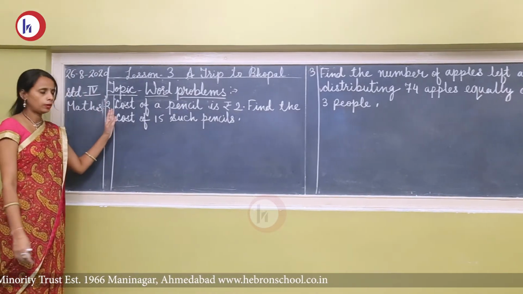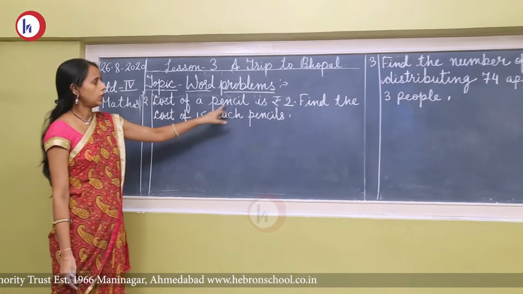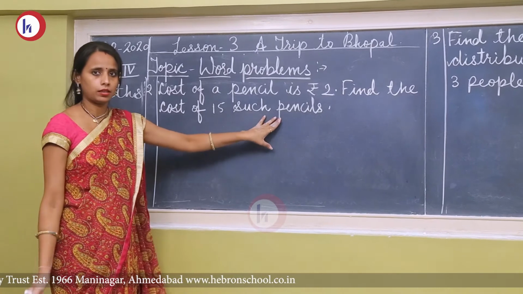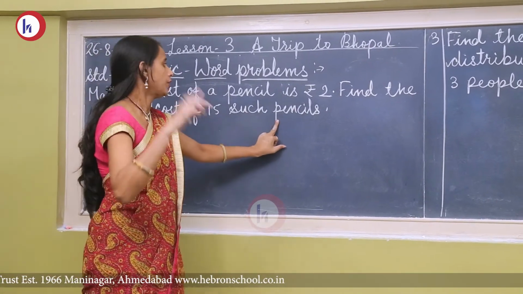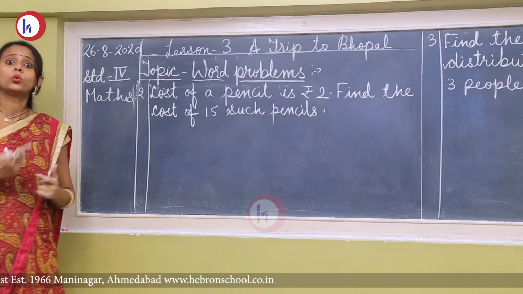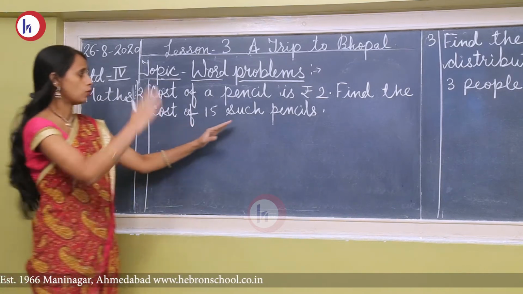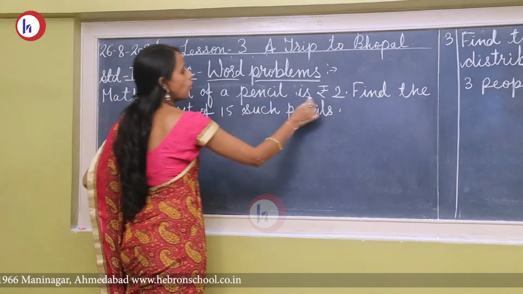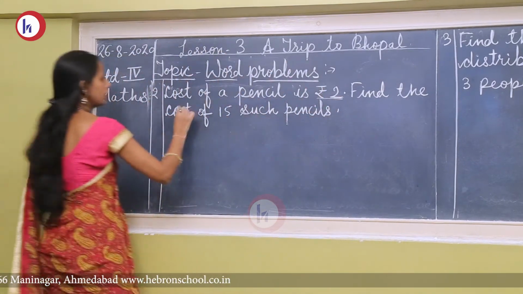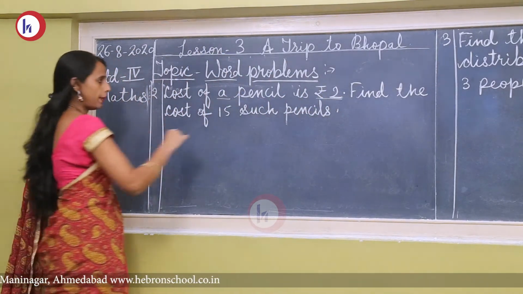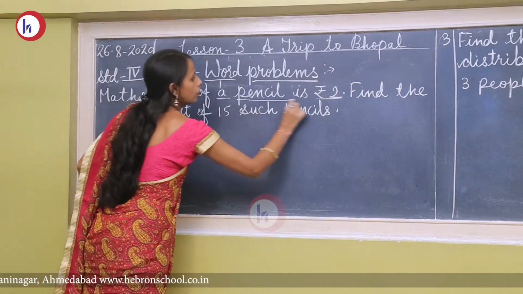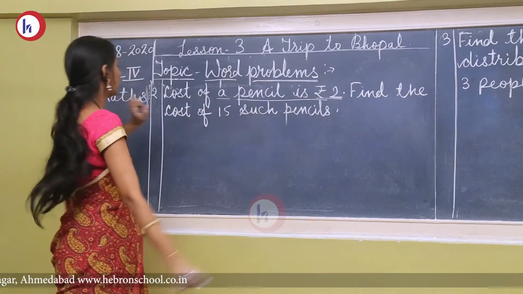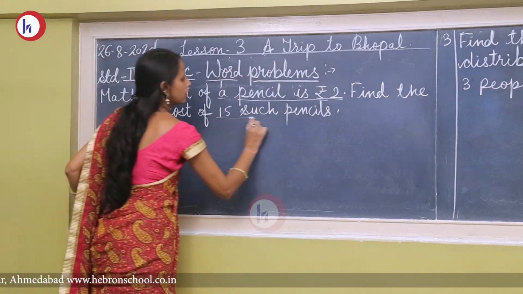Here is the second word problem. The cost of a pencil is rupees 2. Find the cost of 15 such pencils. So as we told before, read it 2 times, 3 times, however many times, so that you understand the question. First of all, which is given: the cost of a pencil, a pencil means one pencil. The cost of one pencil is rupees 2. Find the cost of 15 such pencils.